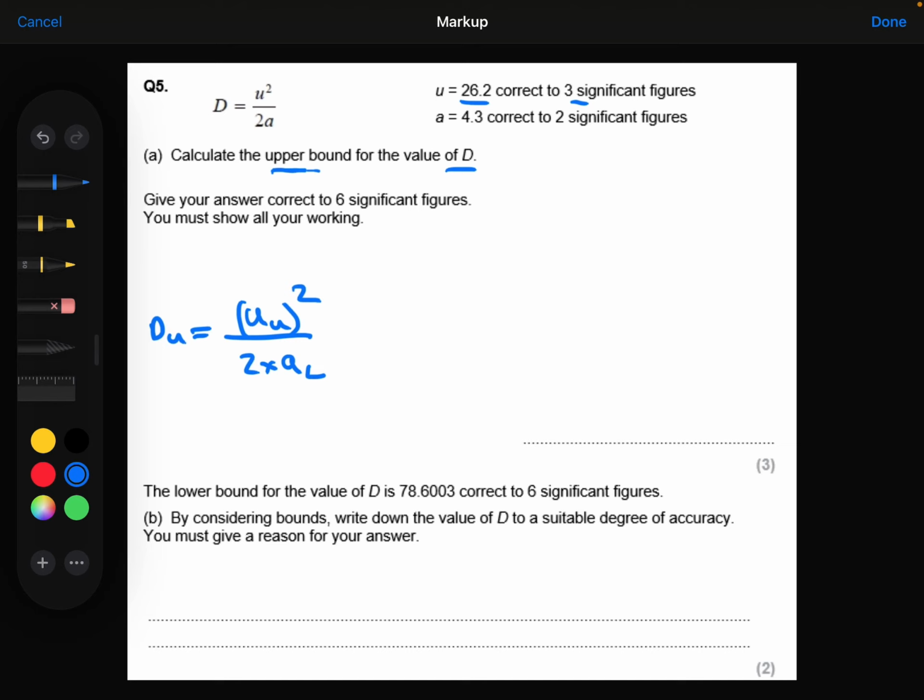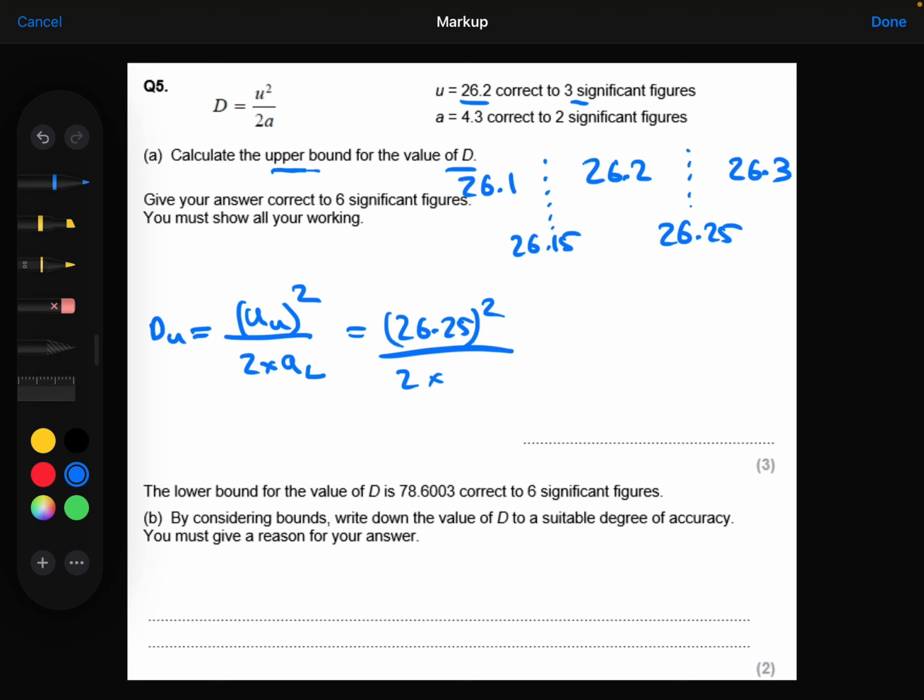U, we're told, is 26.2, correct to 3 significant figures. So the level above that is 26.3, the level below that is 26.1. Which means the lower bound is 26.15, the upper bound is 26.25. Which is what I want to use here. So 26.25 squared.